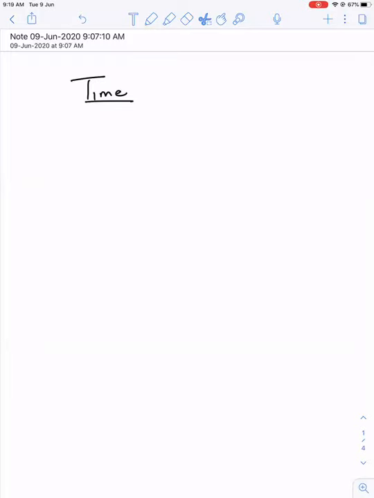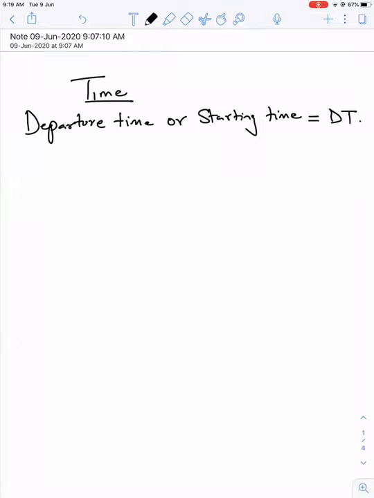Firstly, it's the departure time, or the starting time of the journey. This is the time when the journey starts. I'm going to refer to this with departure time and sometimes with ST, starting time.